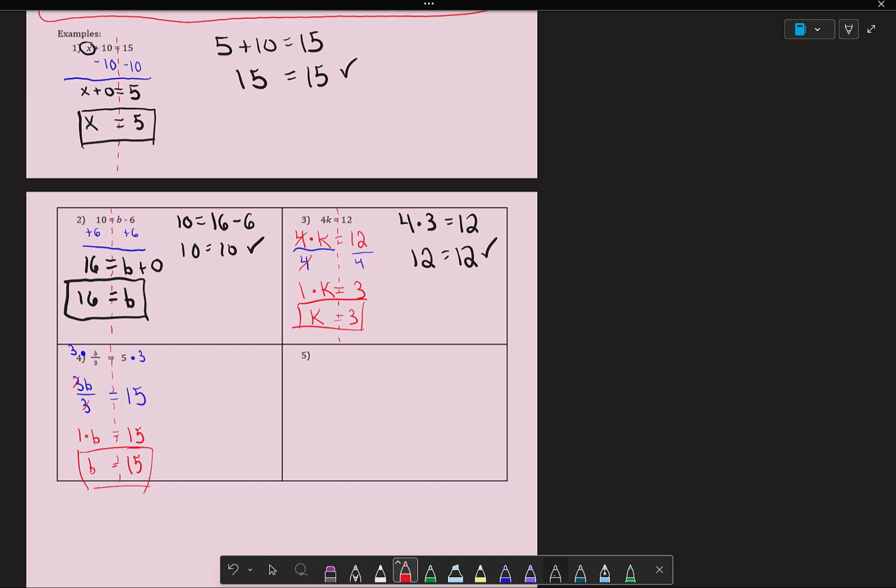Now let's just double check it. Instead of b divided by 3, we're going to take our answer for b, which is 15, and divide it by 3 to see if it gives us 5, and it does. 15 divided by 3 is 5.